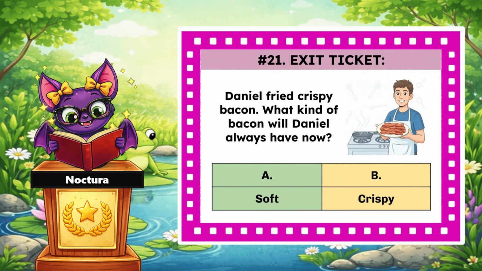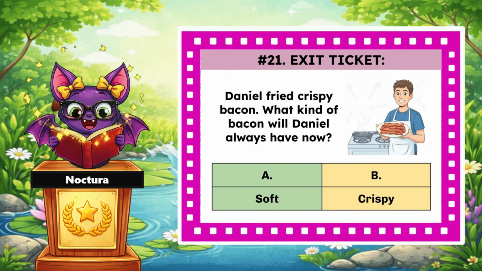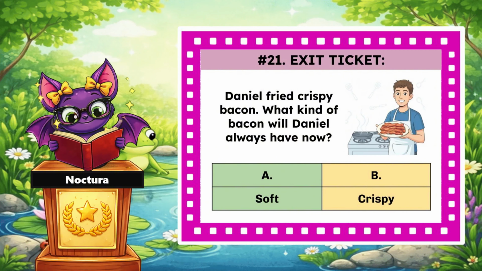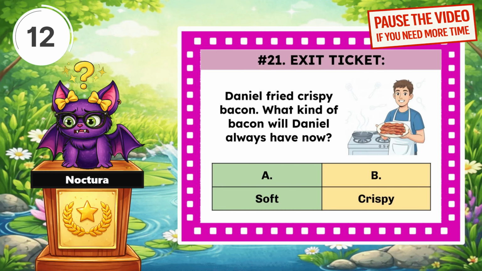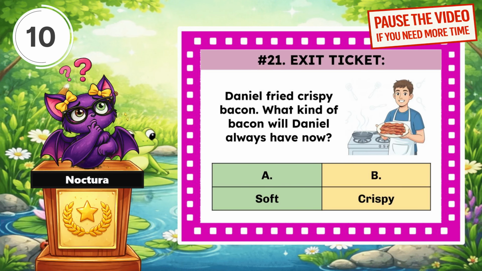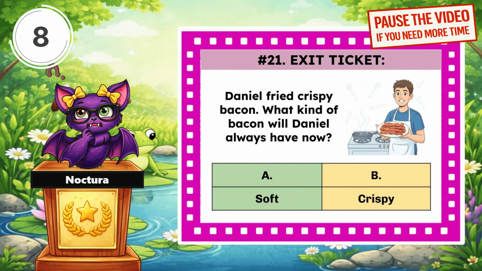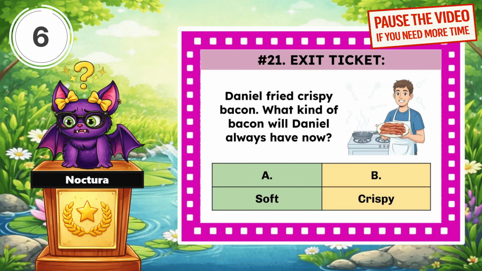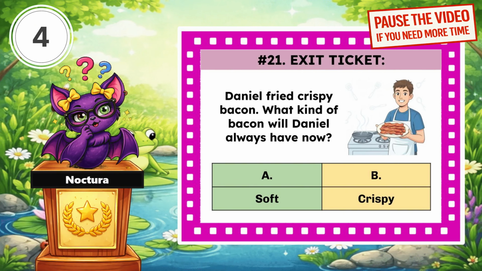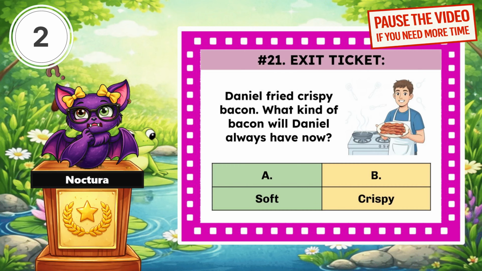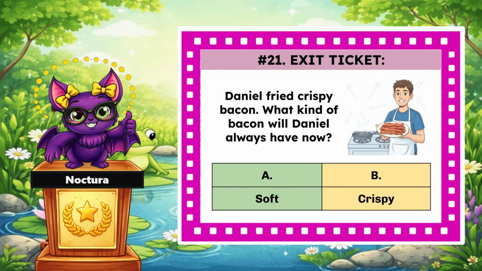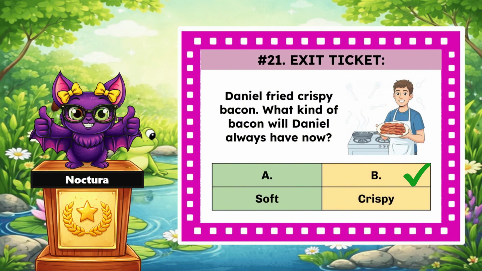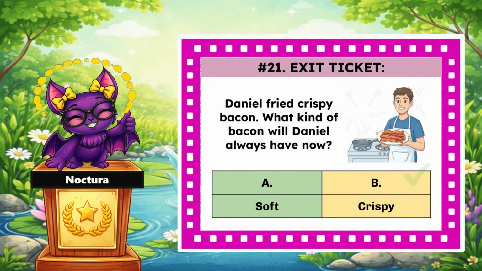Daniel fried crispy bacon. What kind of bacon will Daniel always have now? And the correct answer is letter B, crispy.